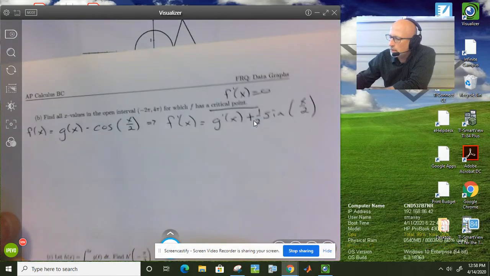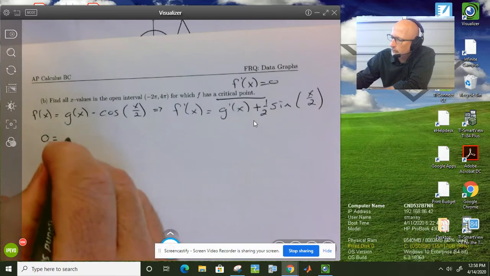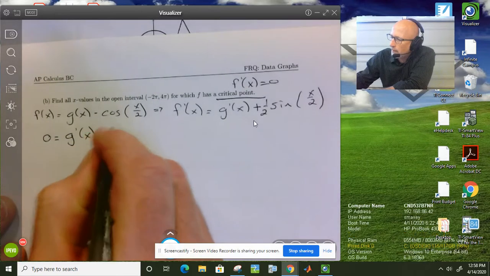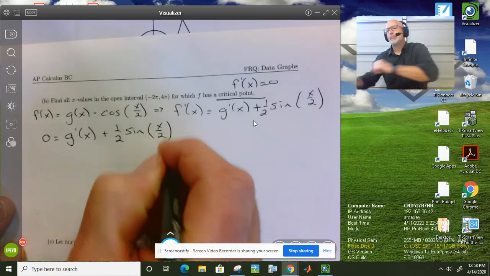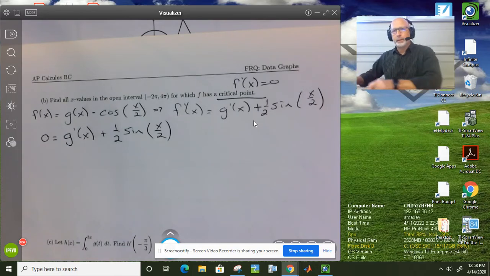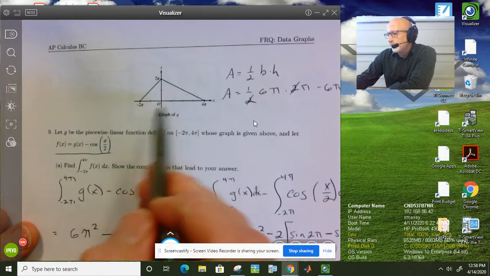Okay, now what I need to do is figure out where this thing is equal to 0. So 0 is equal to g prime of x plus 1/2 sine of x, all over 2. Okay, and this is kind of a tricky one. How in the world are you supposed to determine this when you don't even know what g prime is? Well, actually, maybe I do know what g prime is, because we know what the graph of g of x looks like. Okay, the graph of g of x looks like this.